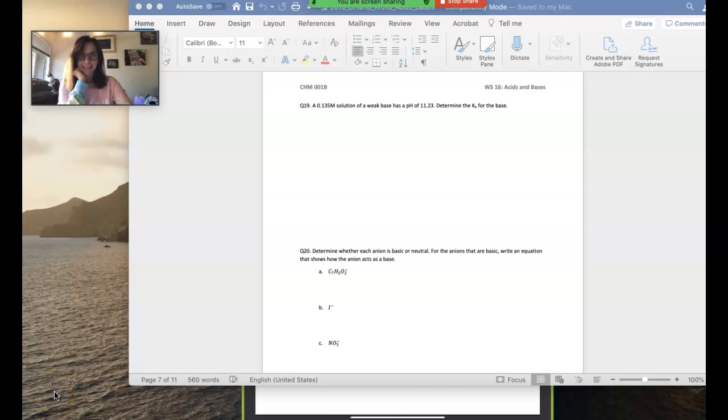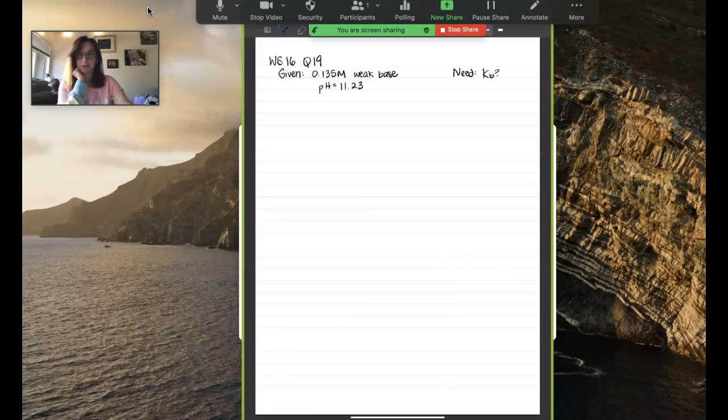Hi everybody, I had a student ask me about work session 16, question 19. So this question states a 0.135 molar solution of a weak base has a pH of 11.23. Determine the Kb for the base, the equilibrium constant for that, given the clues.